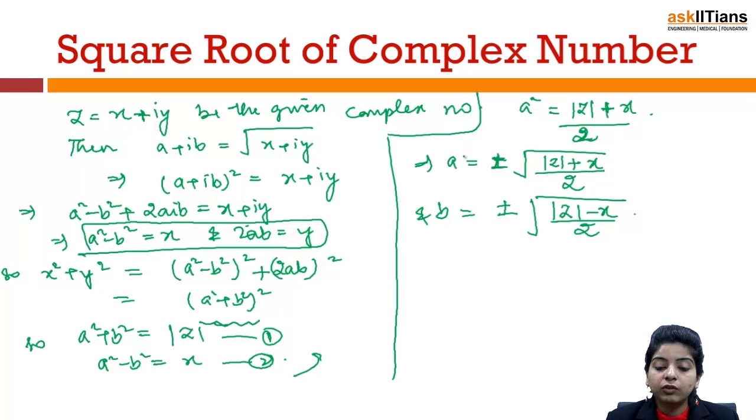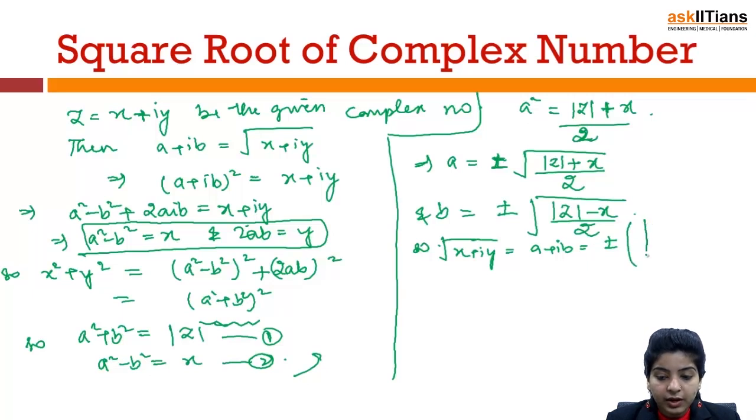So once we have obtained the values of a and b, you can easily find out the value of a plus ib, and therefore the under root of x plus iy. Now, under root of x plus iy was a plus ib, and therefore that is equal to plus minus of under root mod z plus x, I can write as real z, because see here z is x plus iy, that means x is real part of z and y is the imaginary part of z.